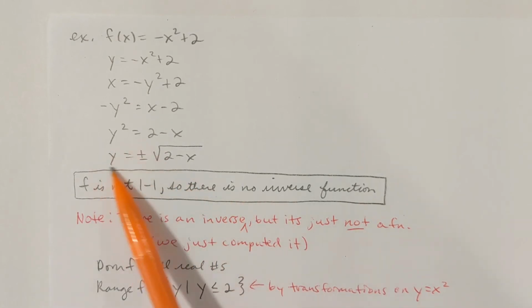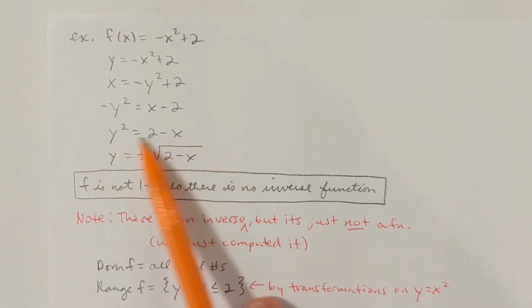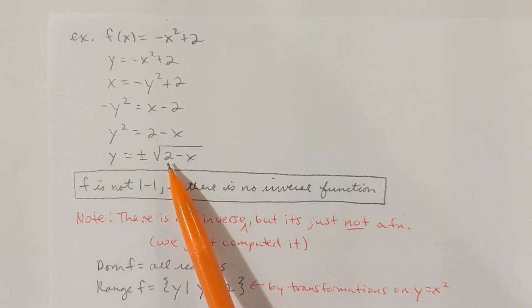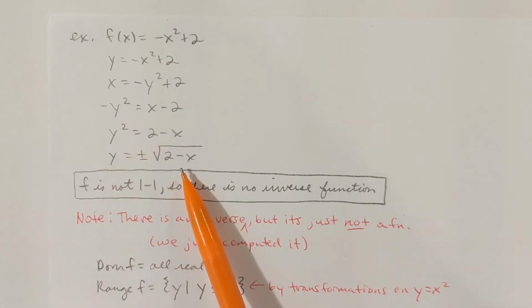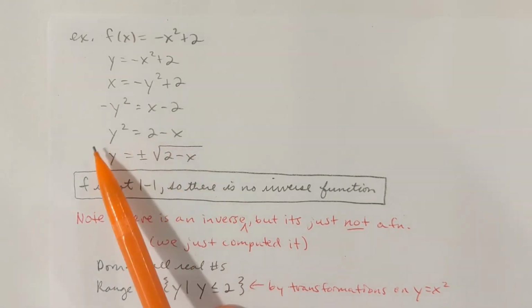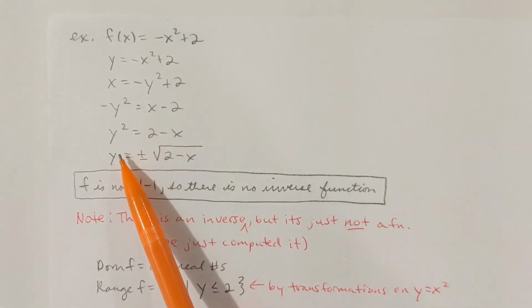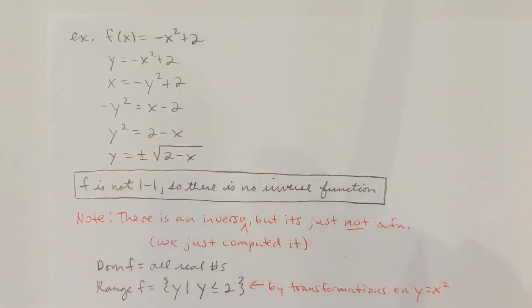Every function has an inverse. We just computed it right here. I'm just simply saying that the inverse is not a function, right? Every function has an inverse, but whether the inverse is a function, that's another question. So again, we don't have a function going on with the inverse, so that's why we don't want to be using the inverse function notation.